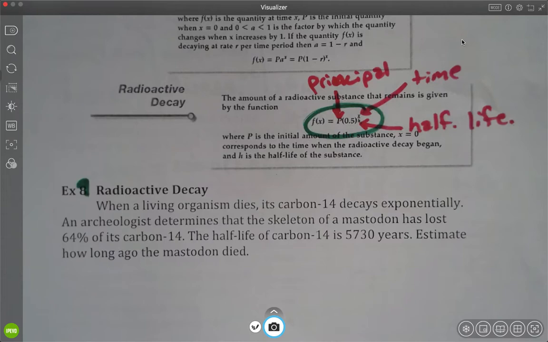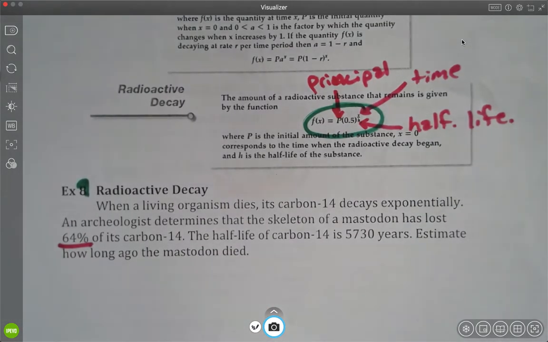An archaeologist determines that a skeleton of a mastodon... I had to look this up last year. Do you know what a mastodon is? Dinosaur. It looks like a big rhino, kind of. Yeah, but it doesn't have horns. Okay. It has lost 64% of its carbon.